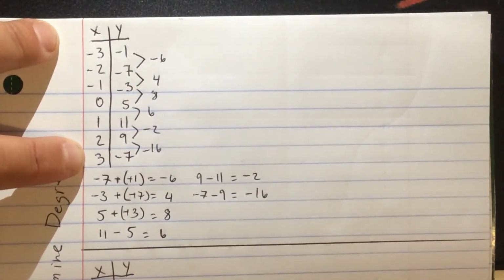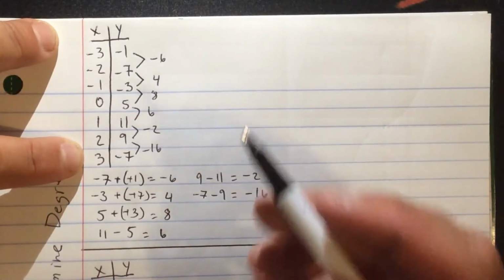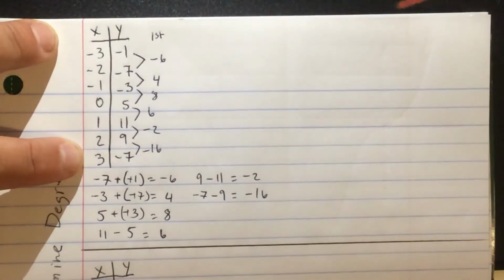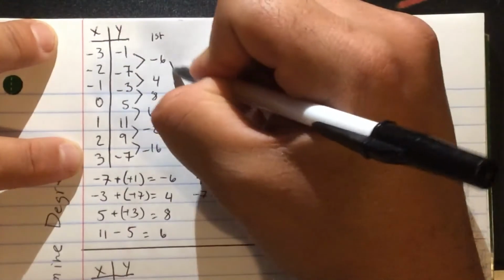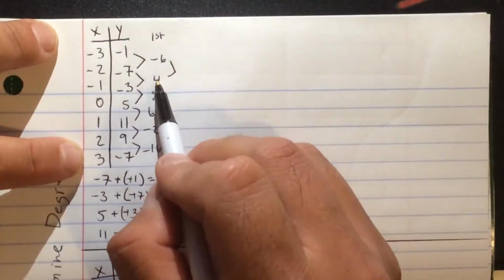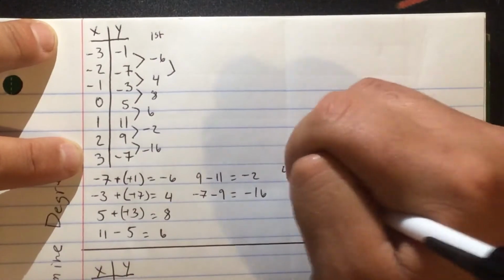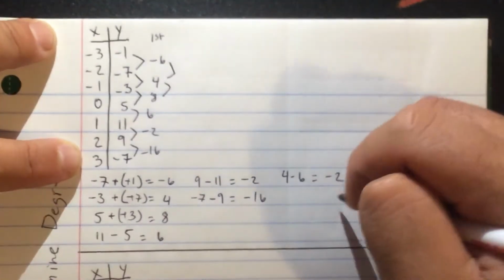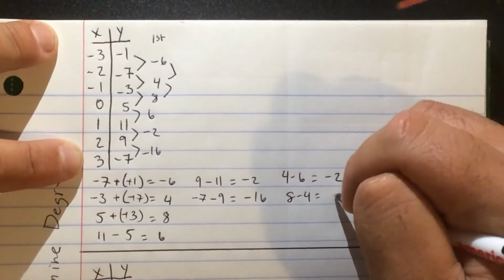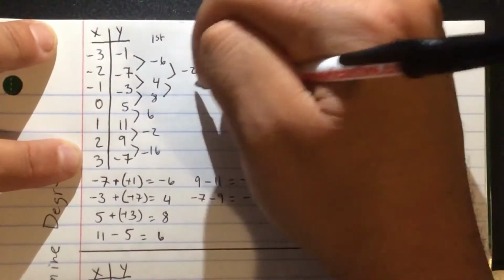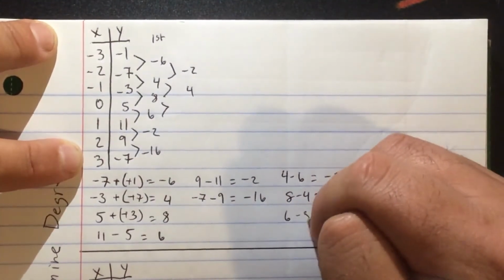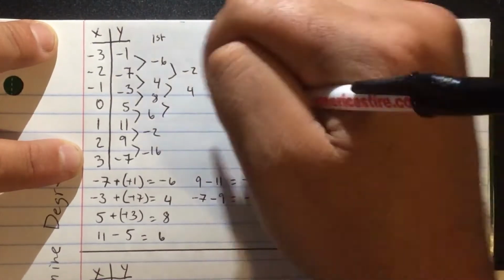All right, as you can see here, these are not the same number, so we have to do this again. So this is our first difference. Okay, we're going to go ahead and do this again. We get these two numbers here. Now we have 4 and 6, so it would be 4 minus 6, which gives us a -2. We have 8 minus 4, which gives us a 4. Oh, sorry, I didn't put it here, -2. This is a 4. We have 6 minus 8, which gives us a -2.